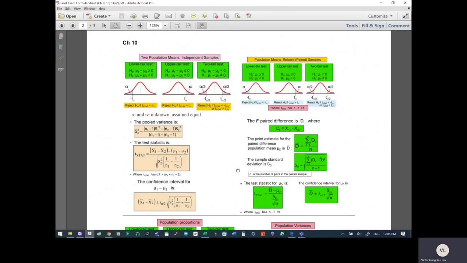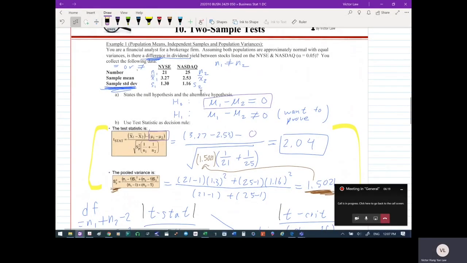In the formula sheet, for an independent sample with two-tail testing, the hypotheses are mu1 minus mu2 equals 0 for H0, and mu1 minus mu2 does not equal 0 for H1. We put that directly into the answer. H1 is what we want to prove: we want to prove they're different, that mean 1 minus mean 2 does not equal 0.